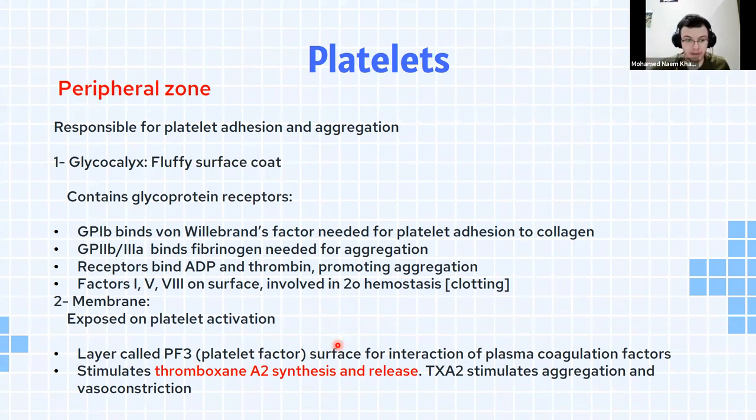Let's repeat. VWF and GP1B are for the platelet to the collagen. GP2B, 3A, and fibrinogen are between the platelets. Thromboxane A2 has to do with both vasoconstriction and aggregation. Remember NO has to do with inhibiting aggregation and with vasodilation? Thromboxane A2 is exactly the opposite. It has to do with aggregation and vasoconstriction. So always think of NO, and the opposite of NO is thromboxane A2. That's a good way to memorize it. Clear?